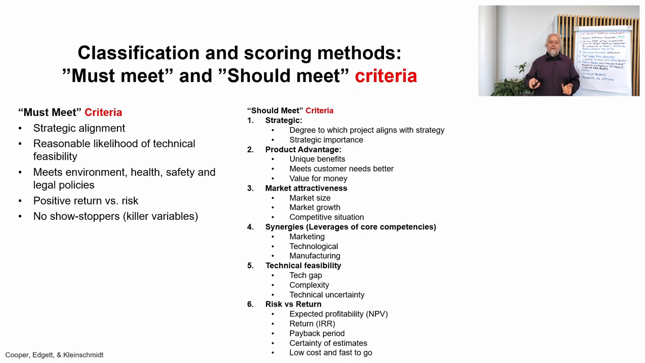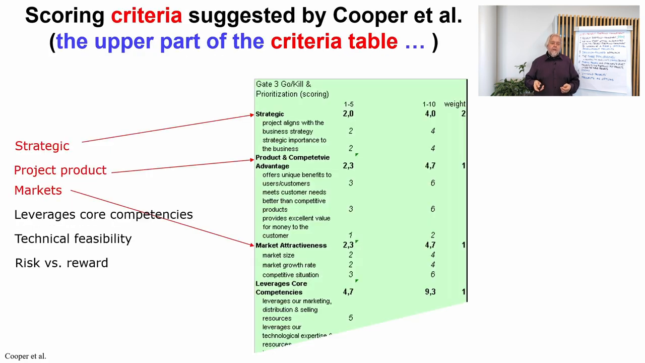in terms of connected technical challenges. And then there is the risk and return issue. Again, I would say that this repeats a little bit of the previous lists of the criteria. This is taken from one source, and there are six main rubrics of criteria, like strategic, project, product, markets.